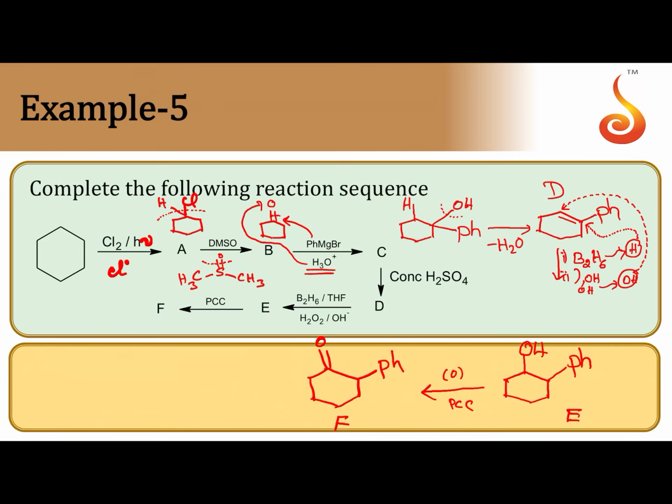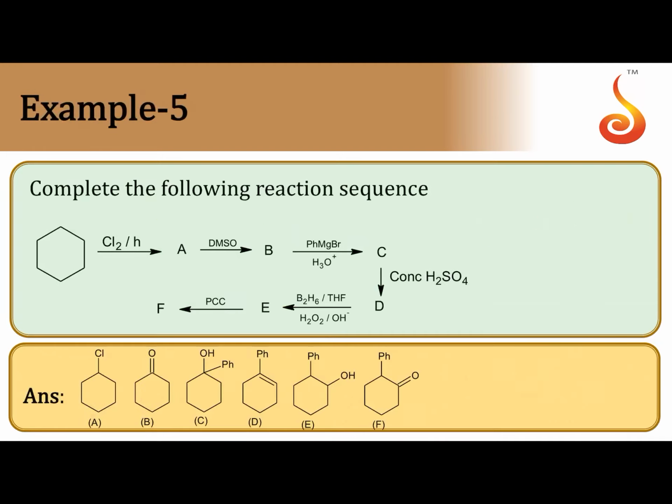I hope you are able to understand. A is chlorocyclohexane, B is cyclohexanone, C is phenyl cyclohexanol. Phenyl cyclohexene is D. 2-phenyl cyclohexanol is E. F is 2-phenyl cyclohexanone. A, B, C, D, E and F.